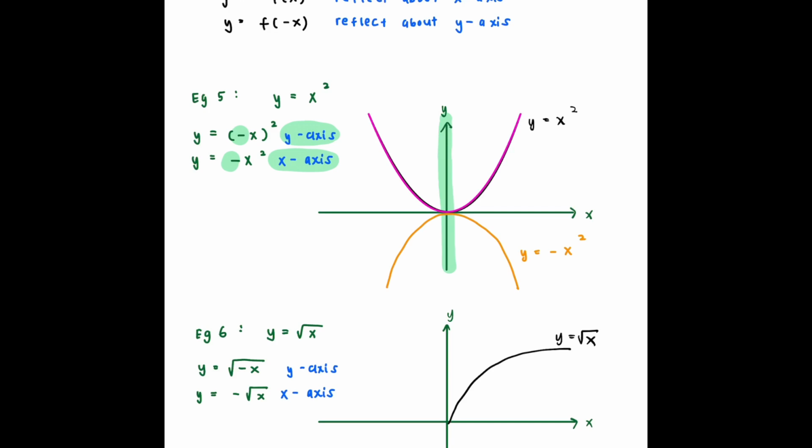Alright, second example, y equals square root of x. What if your question asks you to sketch the graph of square root of negative x? So the negative here is inside the function. So your graph will reflect about the y-axis. The new graph will be here, reflected about the y-axis. So this is y equals square root of negative x.